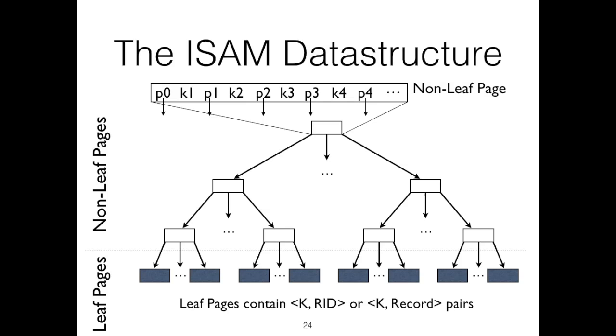P0 in this case is the pointer I'd follow for every key less than K1. P1 is the pointer I'd follow for everything between K1 and K2. Pointer 2 is between K2 and K3. Pointer 3 is between K3 and K4, and so forth. So in order to figure out which pointer I need to follow, I'd need to do a whole bunch of comparisons on K1, K2, K3, K4, and so forth. Can I do better than just a sequential scan?